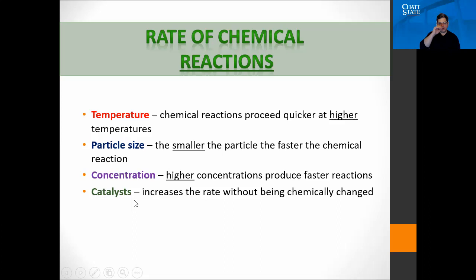But this one has been a test question all of its own. Please be sure you have highlighted catalysts. They increase the rate without being used in the reaction. Therefore, they are not changed. They can go on and influence another reaction, right? They're not used up in the reaction. Catalysts are cool like that.